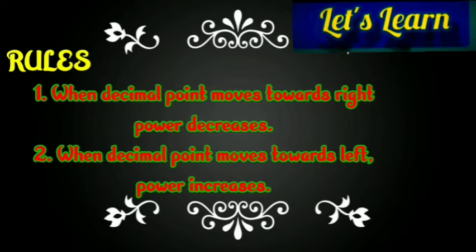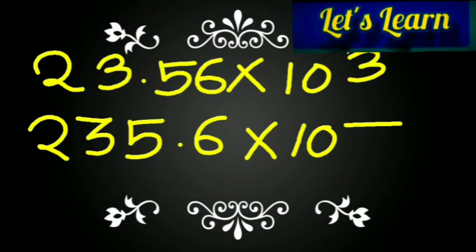That means if we are moving towards our right from the decimal point, the power on 10 will be decreased. So we have to subtract the power. Secondly, if we are moving from the decimal point towards our left, the power of 10 must increase. That means we have to add the powers. Let us solve some examples to know how it works.